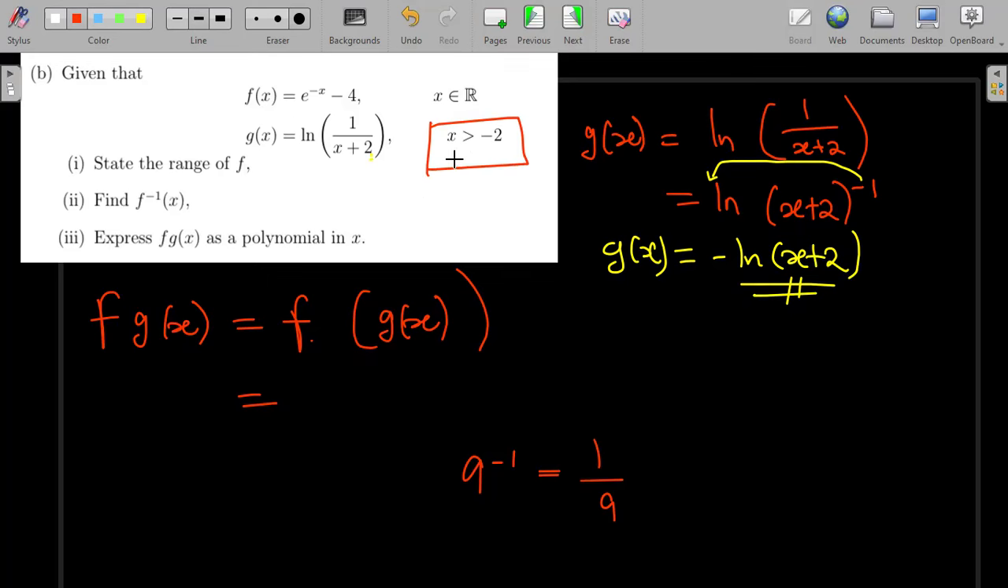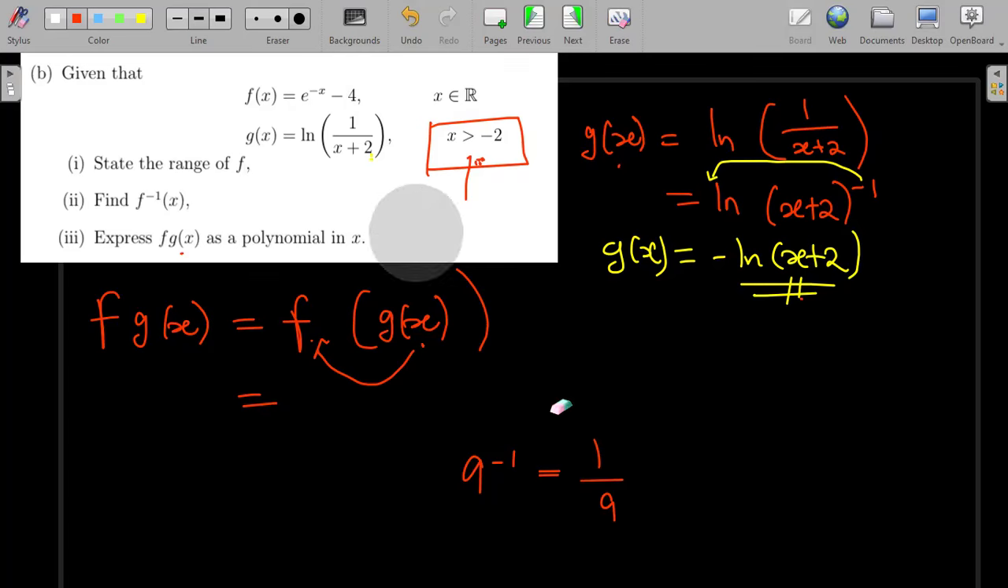So when finding the composite function, we always consider the domain of the input function, because we are getting g and putting it into the function of f. So we have to consider its domain. So don't forget about the domain. But this g can also be written as this, right?